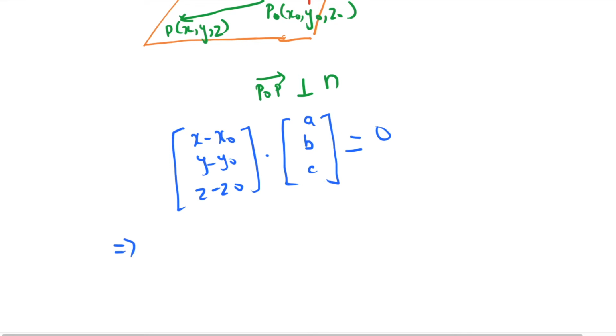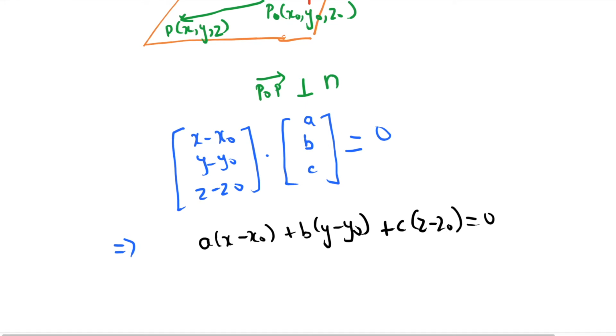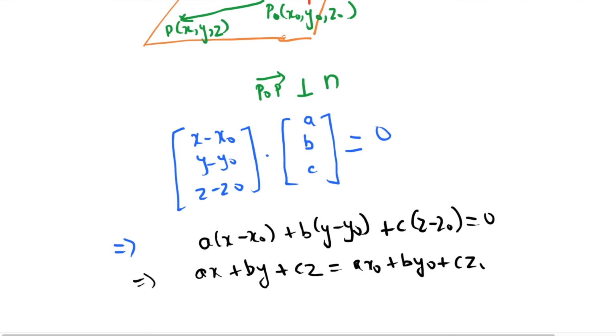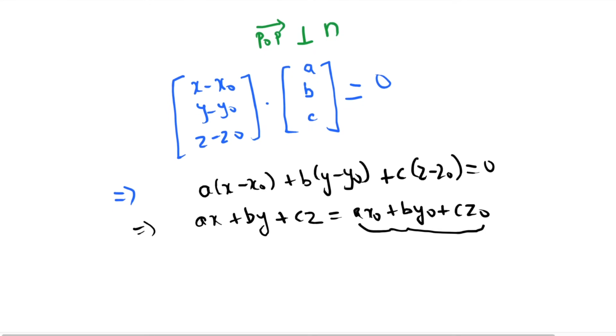Now we have done this many times earlier too. So this can be expanded like so: a(x minus x naught) plus b(y minus y naught) plus c(z minus z naught) is equal to 0. And this implies that ax plus by plus cz is equal to ax naught plus by naught plus cz naught. The right-hand side of this equation is a constant, since all these terms are constants here. So we can replace the RHS with a single constant called d.